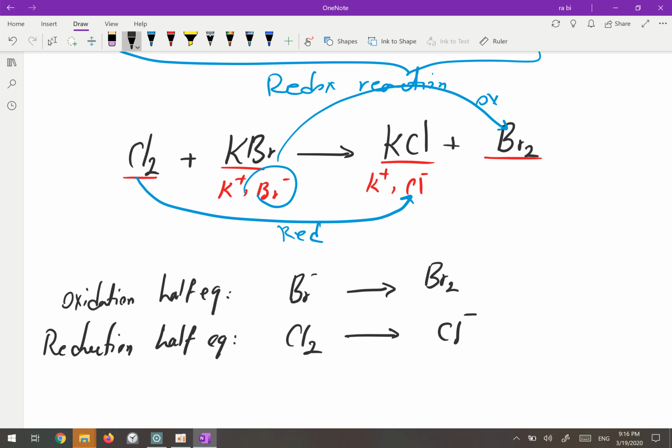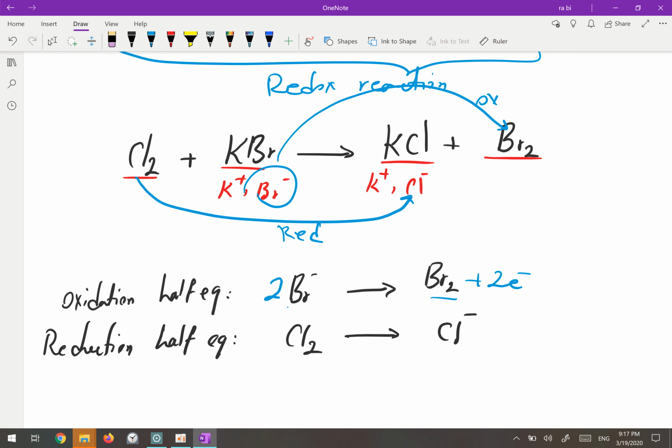Okay, so let's balance each one of them. Let's start first with the oxidation half equation. You have one Br minus at the left, but two Br at the right side. So I need to put 2 here. Now the mass is balanced. Let's balance the charge. What is the total charge at the left side? 2 negative, so it's 2 minus. At the right side, you don't have any charge, so you need to add 2 electrons to make the charge at the right side the same as the charge at the left side. Now this one is balanced.